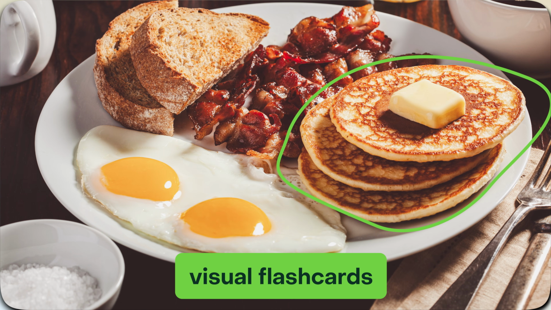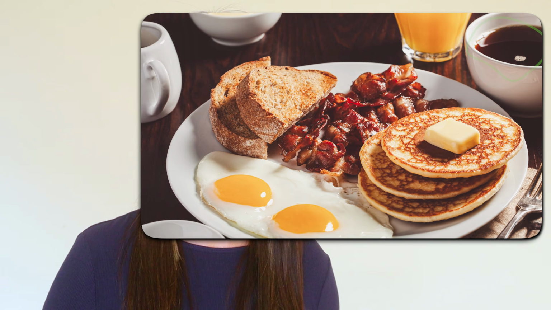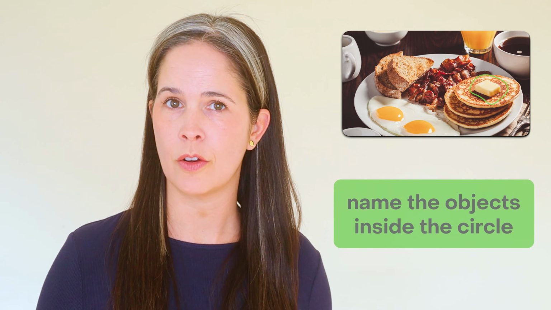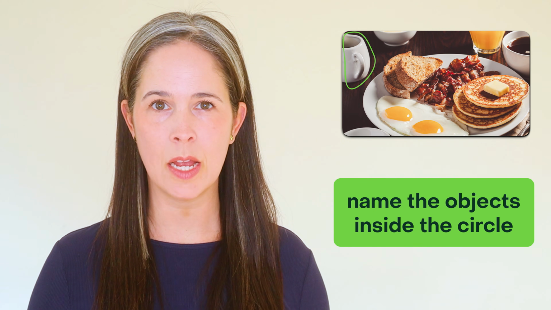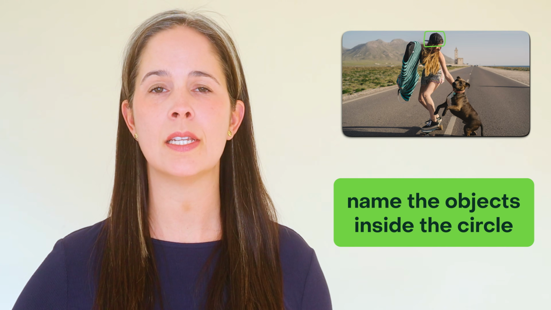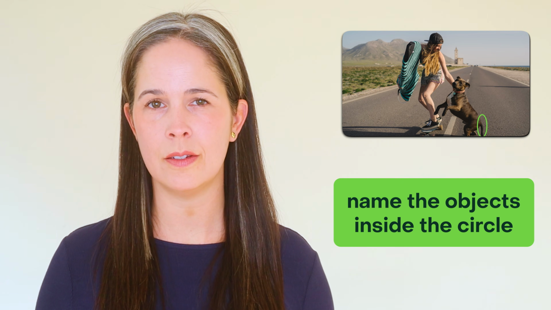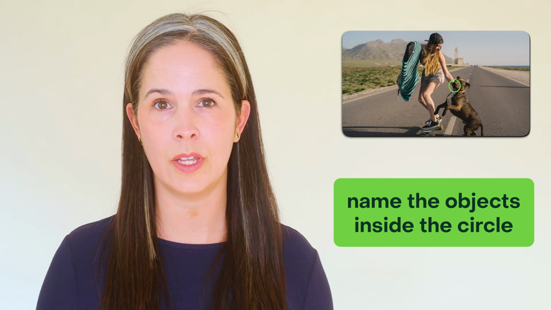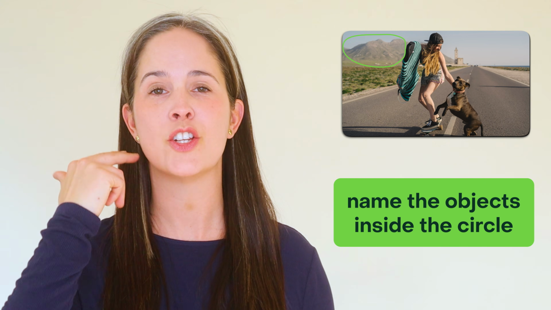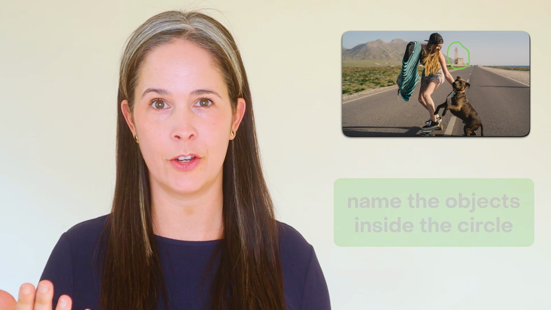The strategy we're going to use today is naming objects in English, and we're going to use our visual flashcards. We're going to take a picture, and you'll be prompted to name different things within that picture. You won't see the word written, you won't hear it in your own language, you'll just have the picture, and your mind will recall the word in English.